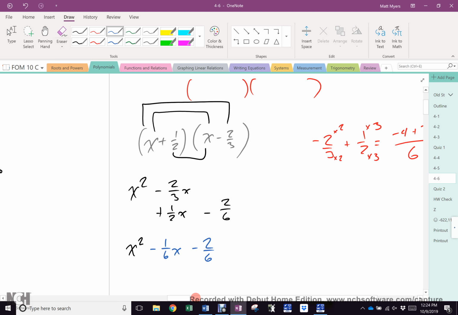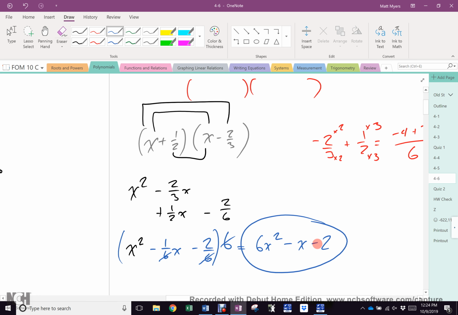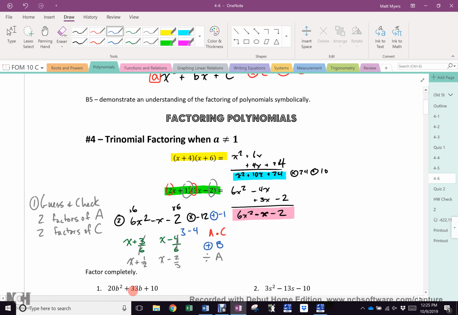Fractions scare us, right? Fractions bother us. Be honest. I don't want those fractions there. How do I get rid of divided by 6? I multiply by 6, right? What's 6 times x squared? 6x squared. What's 6 times 1/6? Cancel, cancel. What's left? Negative x. What's 6 times 2/6? Cancel, cancel. Minus 2. Everybody see that? Everybody cool?